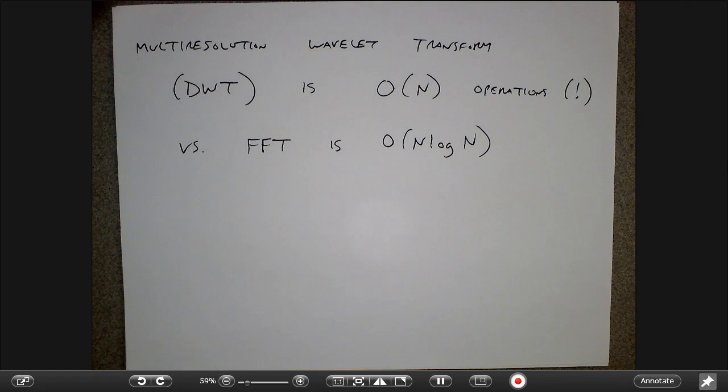How do you represent a 2D signal, an image, in the wavelet transform? What does the result actually look like? Right. So let's talk about that for a second.